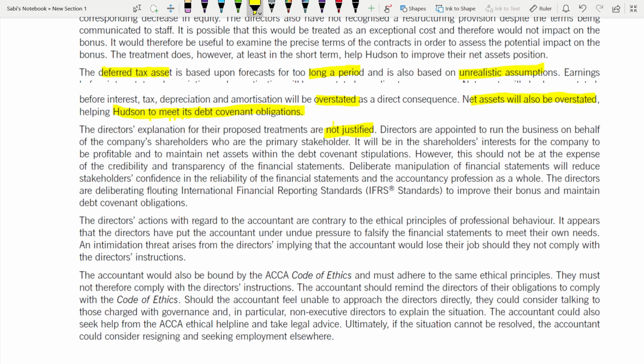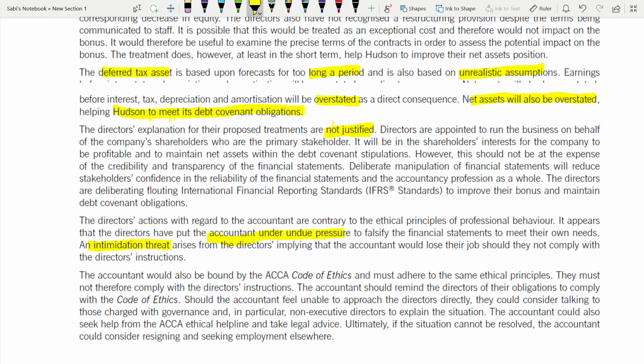You are giving the drawbacks now of what happens because of this. So it will reduce the stakeholders' confidence in the reliability of the financial statements and the accountancy profession as a whole. So the directors are deliberately flouting IFRS to improve their bonus and maintain debt covenant obligations. The directors' actions with regard to the accountant are contrary to the ethical principles of professional behavior. It appears that the directors have put the accountant under undue pressure to falsify the financial statements to meet their own needs. What threat is that? Intimidation threat. When you pressurize someone, an intimidation threat arises from the directors implying that the accountant would lose their job should they not comply with directors' instructions.